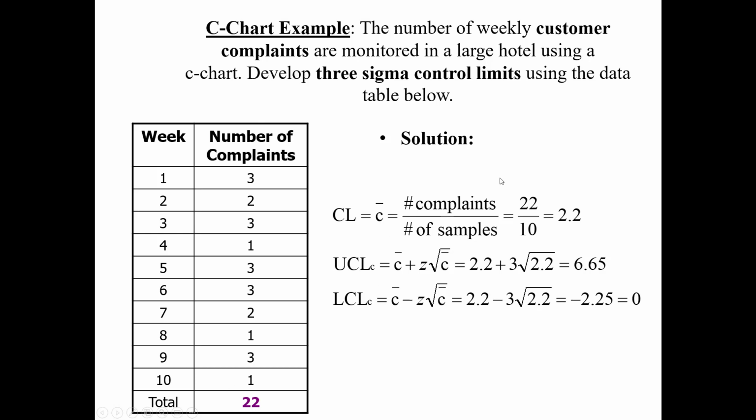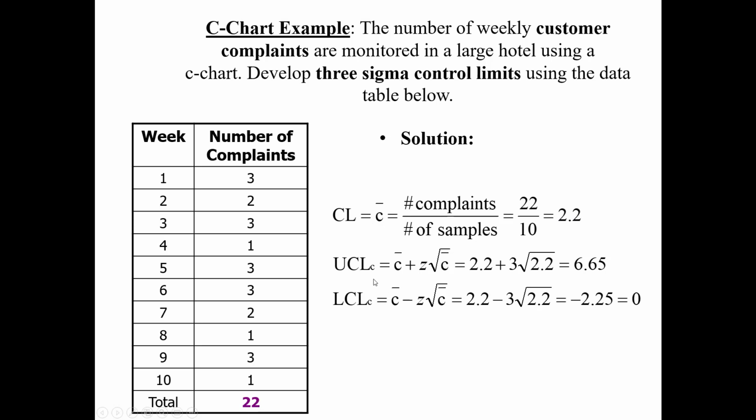So how will we construct the central line, upper control limit and lower control limit manually? For the number of complaints, the central line C bar is the mean number of complaints. So 22 divided by how many weeks? 10. This way we calculate the mean of this C chart.